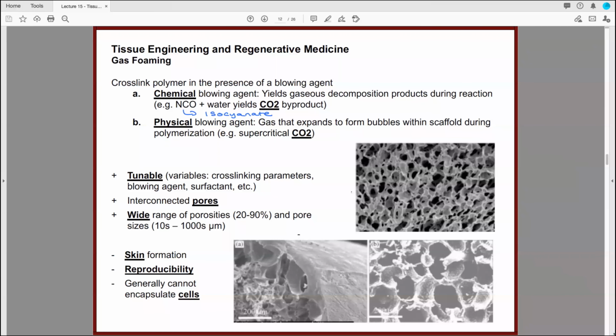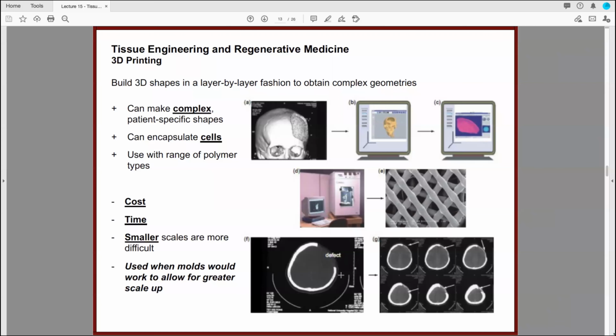So 3D printing builds these 3D shapes in a layer by layer fashion to obtain complex geometries. There's lots of different types of 3D printing. You can have filament-based 3D printing, or you can have stereolithography, which generally works off resin. The great thing about this is you can make complex patient-specific shapes.